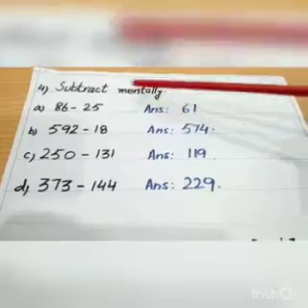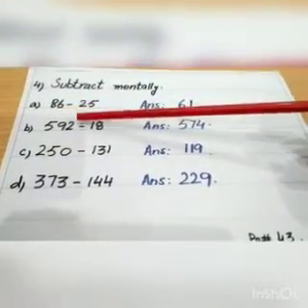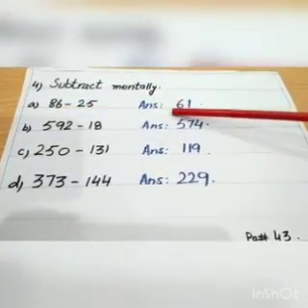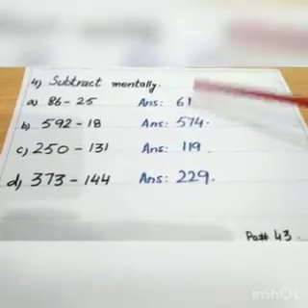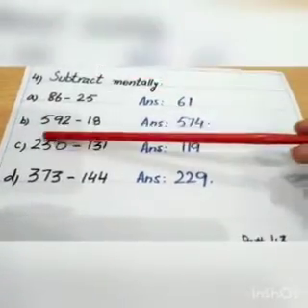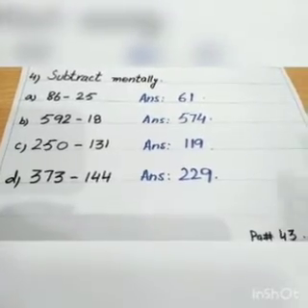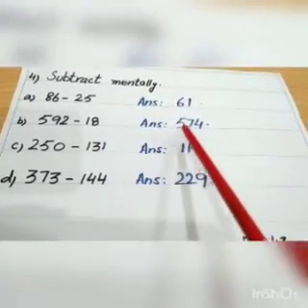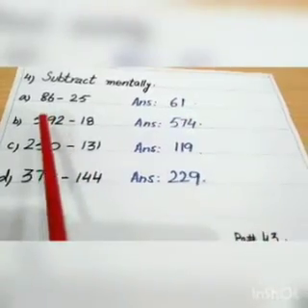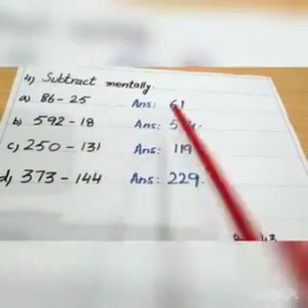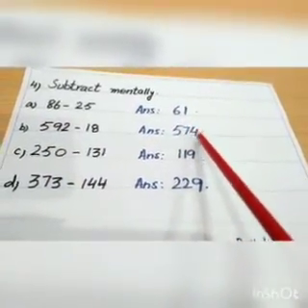On page number 43, question number 4, subtract mentally. Part A, 86 minus 25 is equal to 61. Part B, 592 minus 18 is equal to 574.